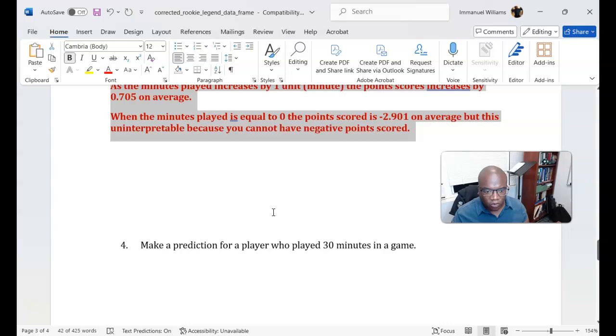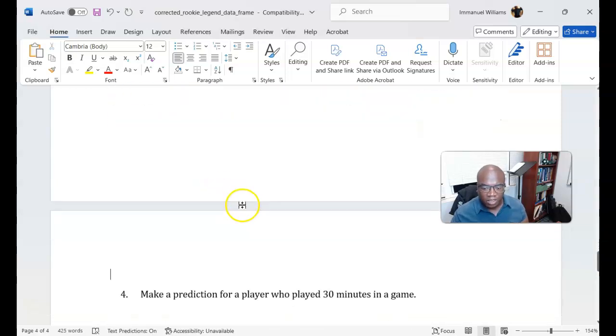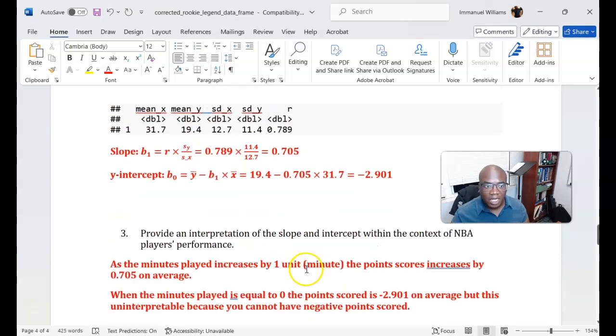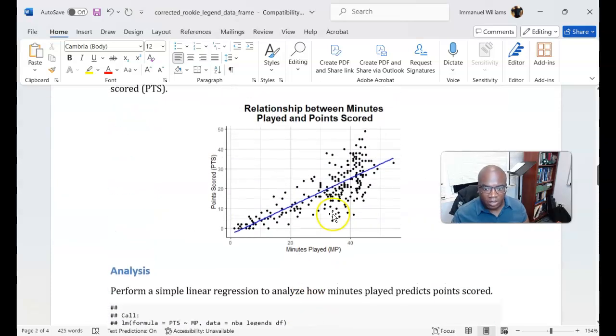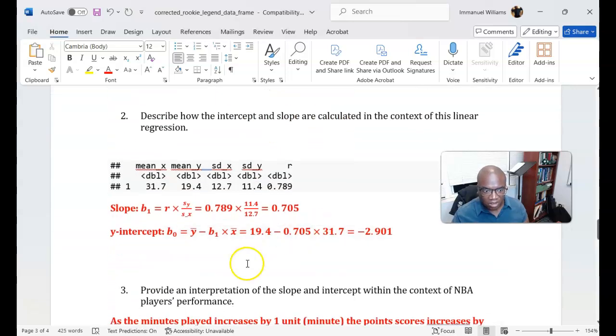All right, so let's go to number 4. Let's make a prediction when minutes played is equal to 30. I'm going to do a couple questions that are not here. I'm going to do this one first, and I'm going to show you when it breaks. Before we make a prediction, we have to check if we have data near 30 minutes. And look, 30 minutes, we do. Our maximum minutes played and our minimum minutes played include 30 minutes within those two values. So we're good. We can make that prediction.